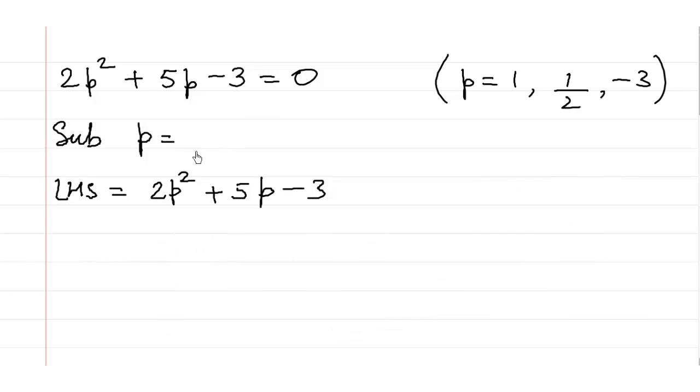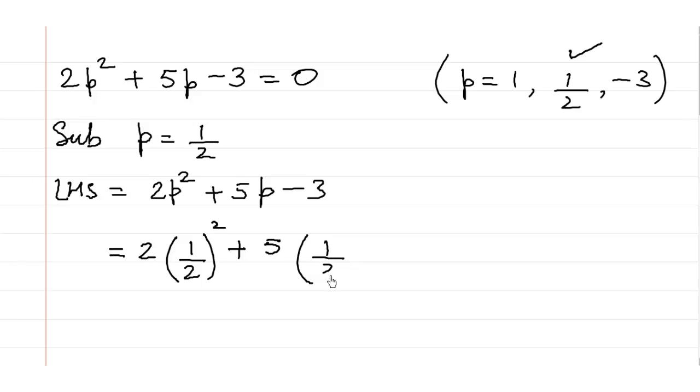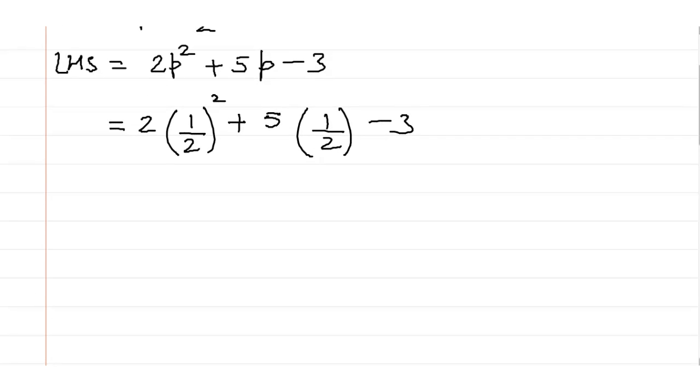Now let's take the value of 1 upon 2. So we'll write substituting p is equal to 1 upon 2. So LHS is equal to 2p square plus 5p minus 3. So 2 multiplied by (1 upon 2) the whole square plus 5 multiplied by 1 upon 2 minus 3. So let's simplify this. This is equal to 2 multiplied by 1 square is 1, 2 square is 4, plus 5 1s are 5 upon 2 minus 3.